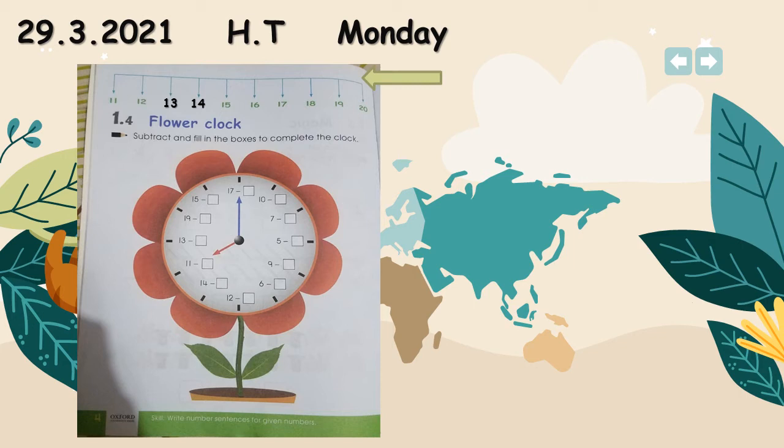What they are saying: subtract and fill the boxes to complete the clock. As we told you, there are 12 numbers on a clock. So we have to write those 12 numbers while doing the subtraction, number sentences of subtraction. How can we make number sentences? Let's learn it.